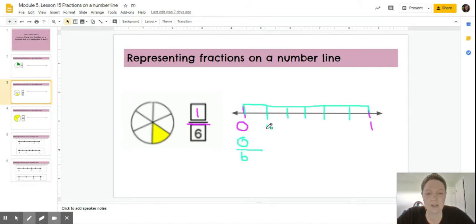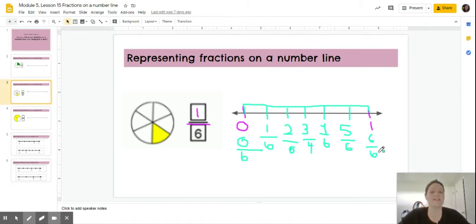1/6, 2/6, 3/6, 4/6, 5/6, and 6/6. Now, if I ended up with something other than 6/6 here, I would know that I did something wrong. I counted wrong, or I partitioned too many parts, because I know 6/6 is one whole.